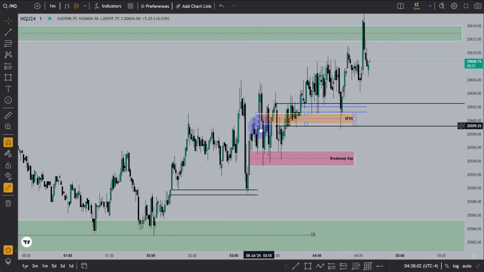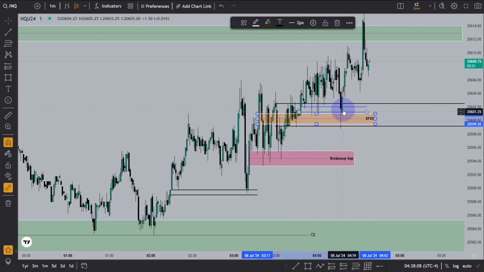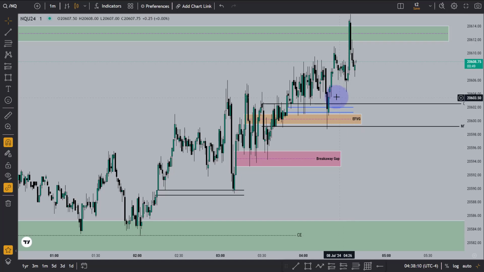What else do you see? Market traded that breakaway gap. Finally, market traded that entry fair value gap. Boom. Here, I took my entry from this fair value gap.